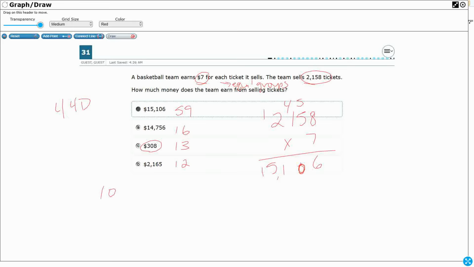This was definitely on the easier side. It was the 10th easiest item, or tied for the 10th easiest item on the test. And this is just work on that algorithm, give them tons of practice.